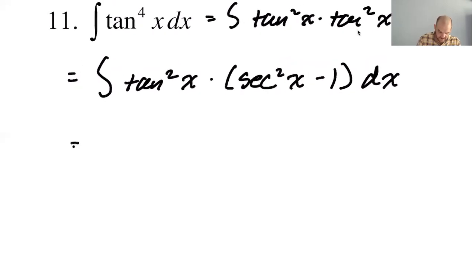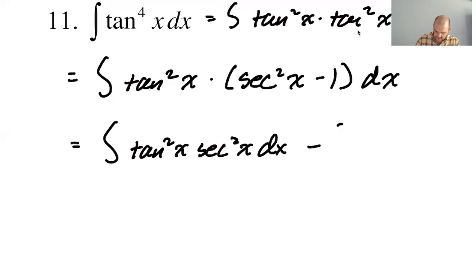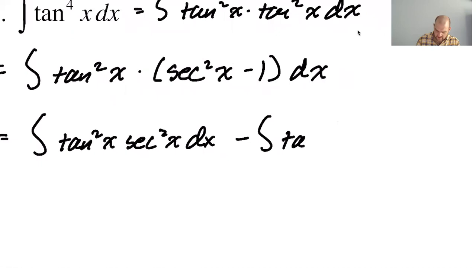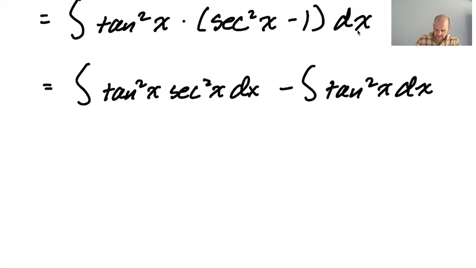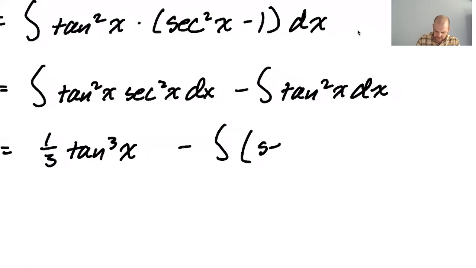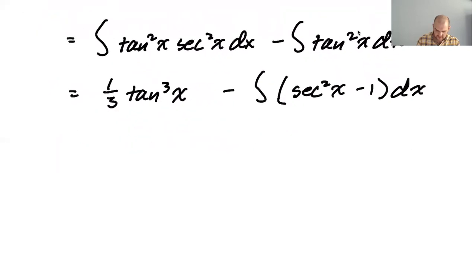I think. All right, so basically at this point I'm doing tan squared secant squared dx, and then minus the integral of tan squared. So just kind of distributing. This is the thought process. I do them basically live. So here, this one's already perfect because this is the derivative of tangent. So it's going to be 1/3 tangent cubed of x minus. Now I'm thinking here I want to replace this with secant squared minus 1 dx, and then we can integrate that.